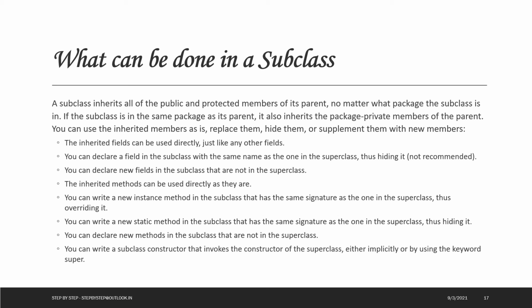You can write a new static method in the subclass that has the same signature as the one in the superclass, thus hiding it. So if you are writing the same static method, you are just hiding it, because a static method, if you are writing it with the same signature, can't be said to be overridden. It will be hiding actually. You can declare new methods in the subclass that are not in the superclass. So it's obvious that you can declare as many methods as you want, not necessarily whether that should be there in the subclass or not. You can write a subclass constructor that invokes the constructor of the superclass either implicitly or by using the keyword super. This we have already understood, how the super keyword invokes the constructor of the superclass.